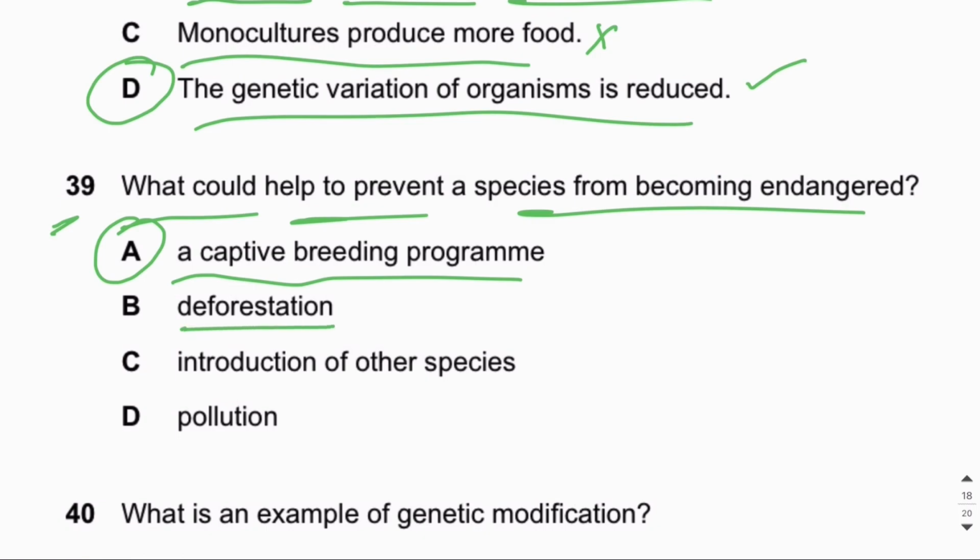You need to know that deforestation causes species to become endangered and extinct. Introduction of other species will increase competition, right? And this will cause the destruction of species and reduction in the population of species, so the species are more likely to become endangered. Pollution can damage plants and also aquatic animals if it's water pollution. So pollution is more likely to cause the species to become endangered.